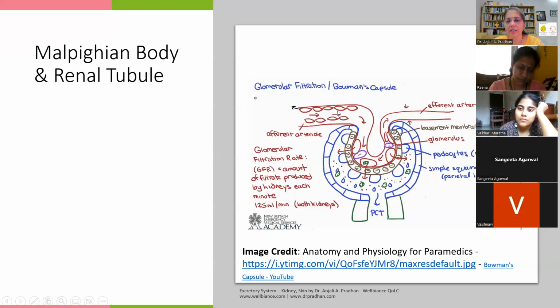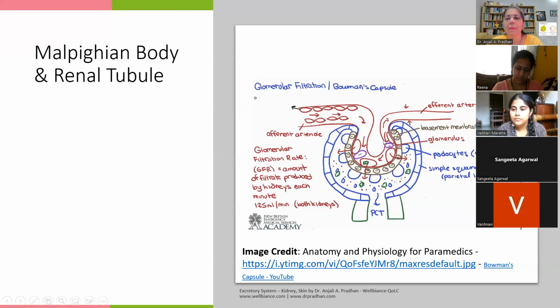So this is the arteriole, this is the glomerulus, and this is the endothelium of the blood vessel. A blood vessel has cells, epithelial cells. These are the endothelial cells. These endothelial cells are not continuous. Here, there are small gaps in between the endothelial cells.